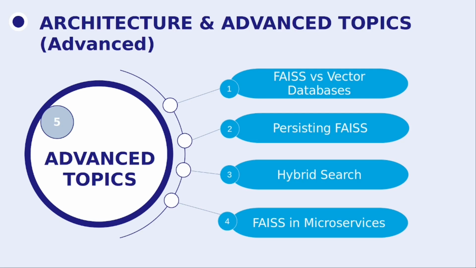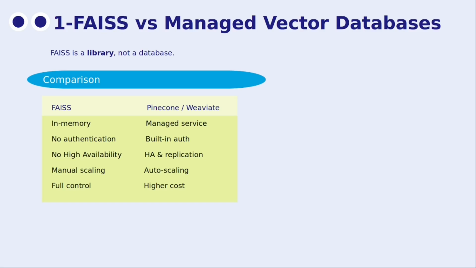The objective of this stage is very clear. You must understand when FAISS is the wrong choice, and you must be able to design a scalable RAG architecture. You should also be able to explain these decisions clearly in interviews, in design reviews, in front of stakeholders. FAISS is not a database. FAISS is a library. That difference matters a lot.